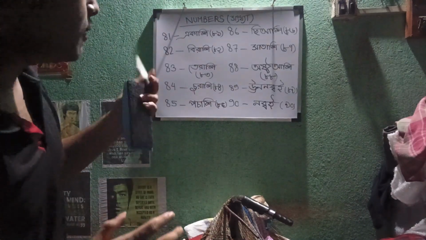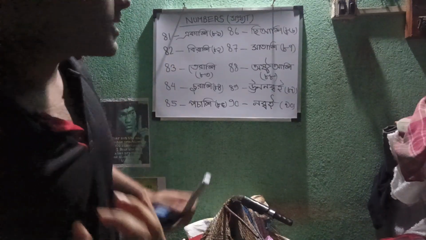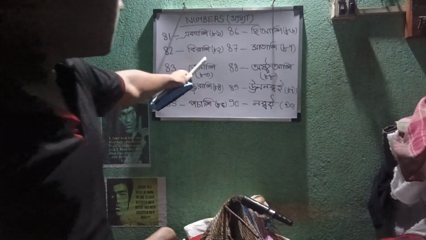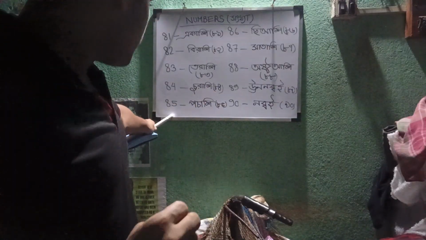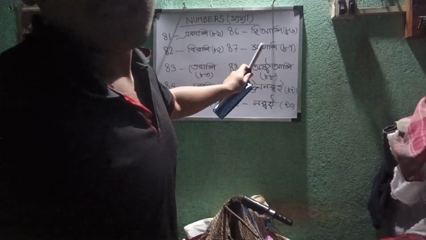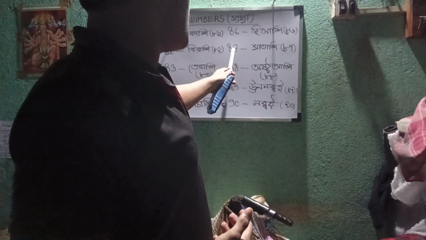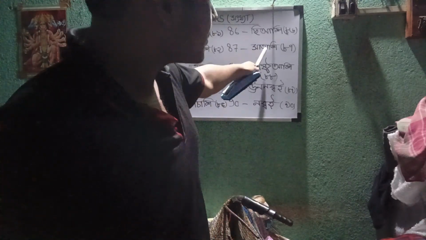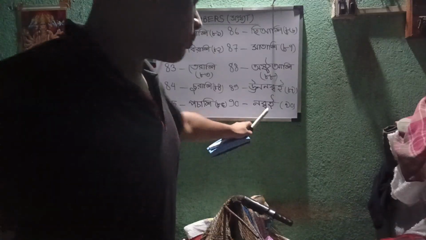So 81 means ekâshi, 82 means birâshi, 83 means tirâshi, 84 means churâshi, 85 means pônchâshi, 86 means chhiyâshi or chhiyâshi, it depends on how comfortable you are saying it. And 87 means sâtâshi, 88 means অষ্টআশি, 89 means ঊননব'ôi, and 90 means নব্বই.